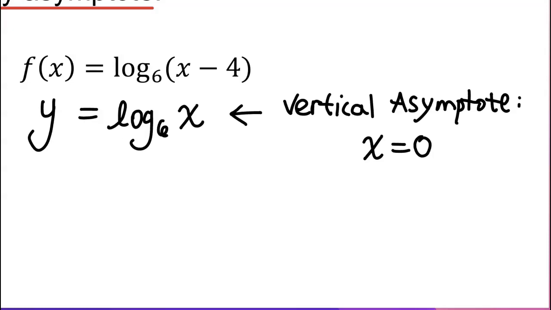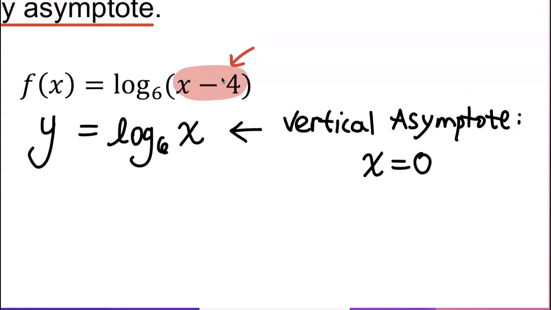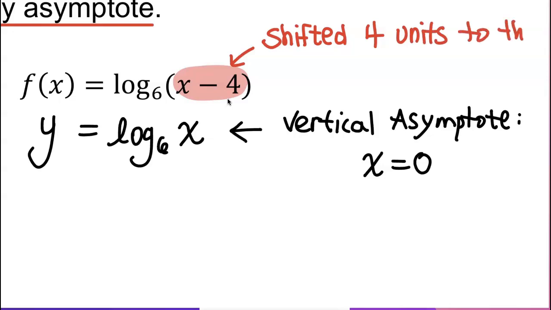But take a look at our function right here. Log base 6 of x minus 4, right? Because of that minus 4 inside, remember the section 1.6 on transformation of functions, we have a horizontal shift. We have a shift of 4 units to the right.